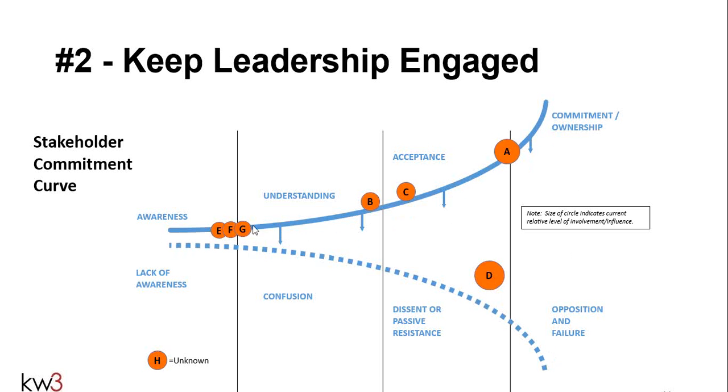And for each one of these, there are different layers of commitment. On the top blue curve, which is obviously where we want everyone to be when we're managing a project, we want all senior leadership to be on this solid blue curve. The various levels of commitment are awareness, understanding, acceptance, and then commitment and ownership. From opposition and failure: lack of awareness, confusion, dissent, passive resistance, and then opposition and failure.